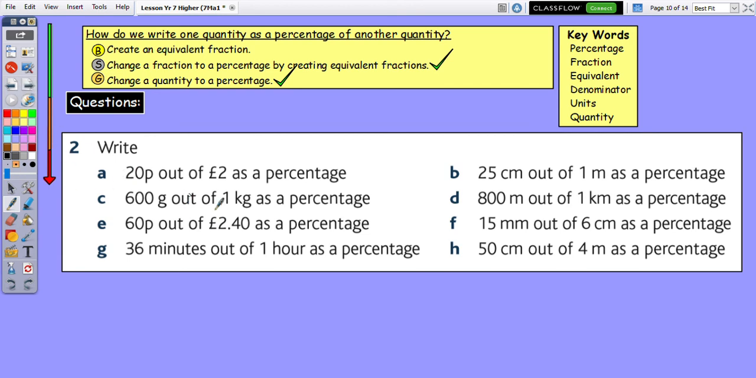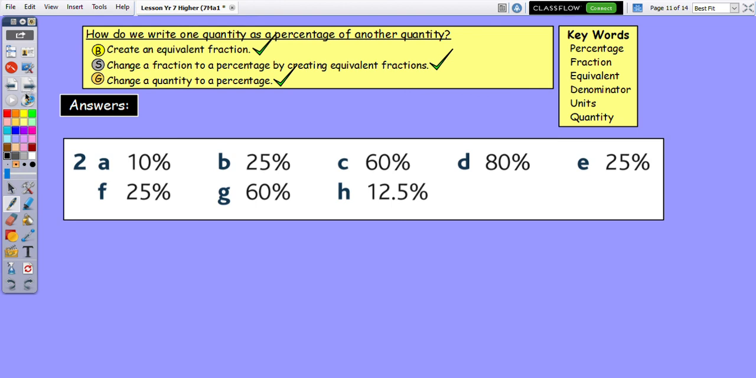Excellent. Hopefully you did that. Hopefully you changed the units to the same units. You may have had to Google some of the conversions, maybe, or you may have known them, I don't know. So for example, here, 36 minutes to 60 minutes. Okay, 25 centimetres to 100 centimetres, that's an easy one. 800 metres to 1,000 metres, and so on. Okay, so these are the answers. Hopefully they're correct, they look correct.